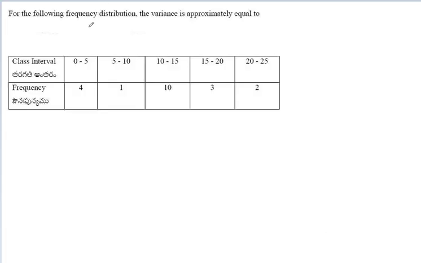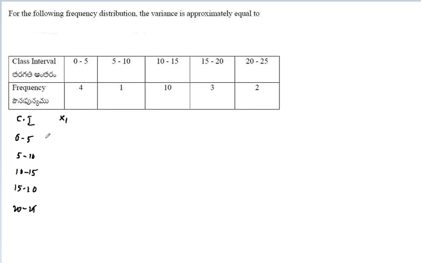For the following frequency distribution, the variance is approximately equal to. Here the class interval and frequency are given. Now we find that variance. So first, the class intervals are 0 to 5, 5 to 10, 10 to 15, 15 to 20 and 20 to 25. First find the mid value, that is xi.